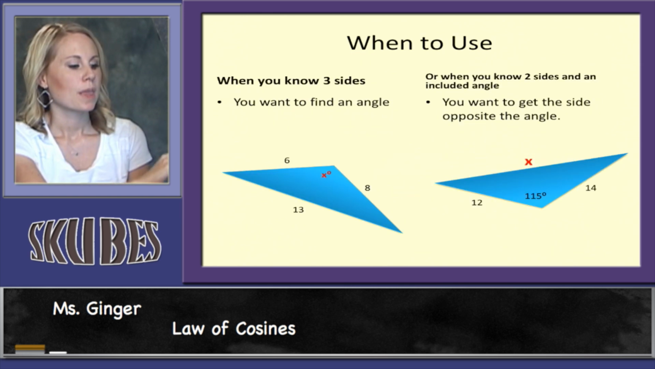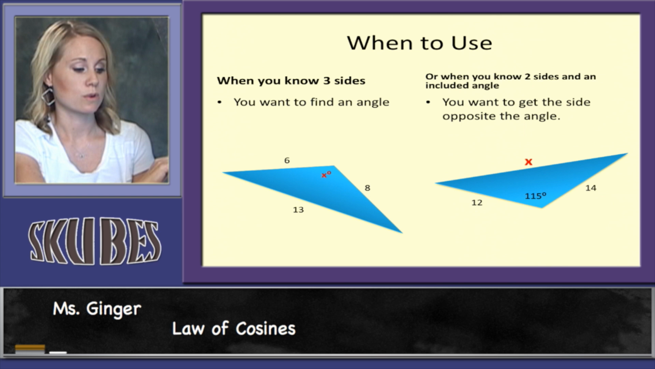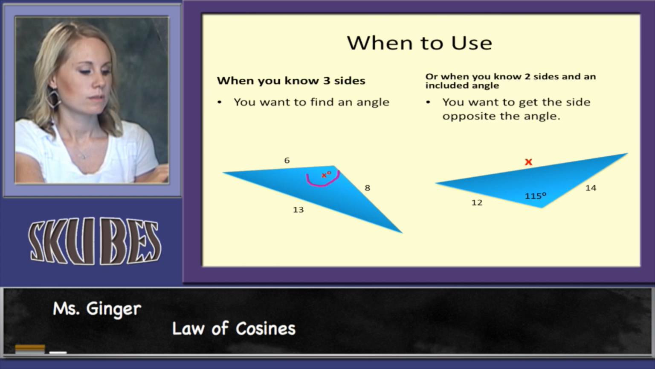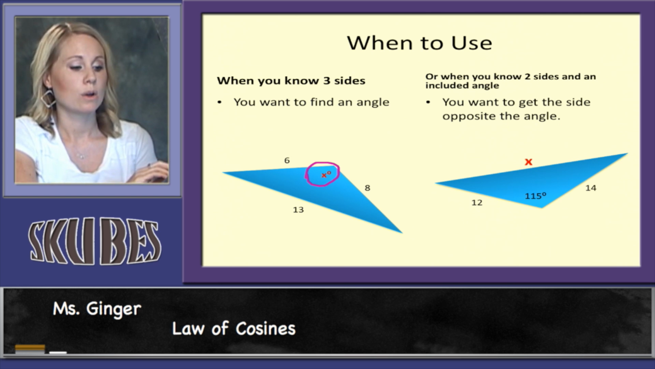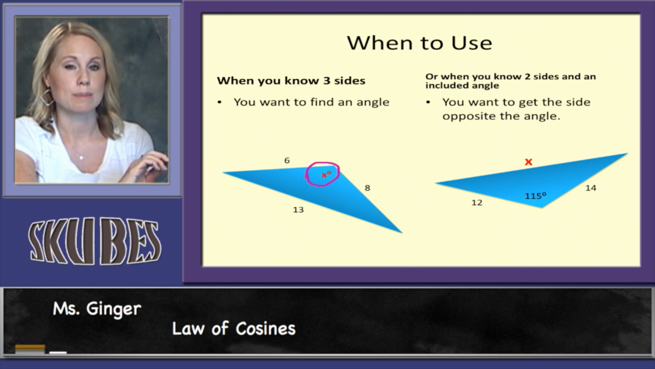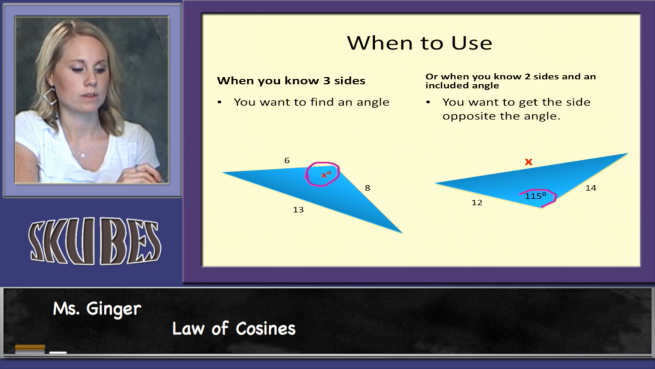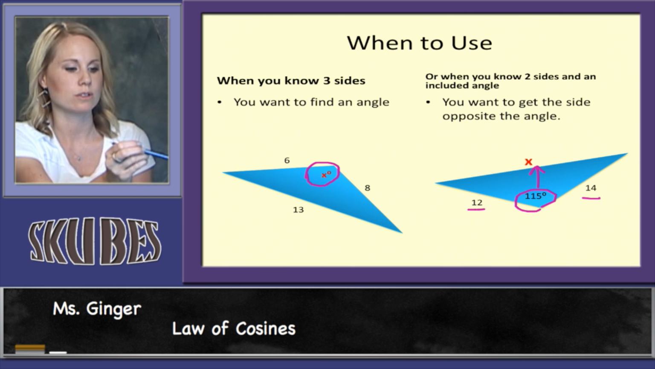Okay, when should we use it? If you know all 3 sides of a triangle, and by the way, you can use this for non-right triangles as well, so that's why it's helpful, and you want to find the angle. So in this situation here, I've got 3 sides, I want to find a missing angle, I can use law of cosines. Or when you know 2 sides and an included angle, which means it's the angle in between those 2 sides. So this one here is in between 12 and 14. If you know 2 sides and an included angle and you want to get the side opposite of that angle, you can use law of cosines in that situation also.